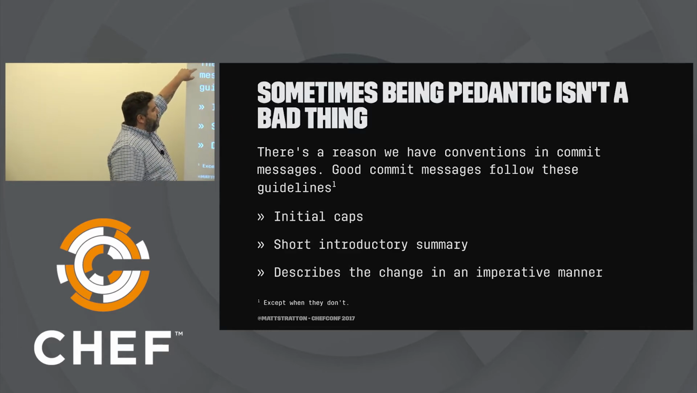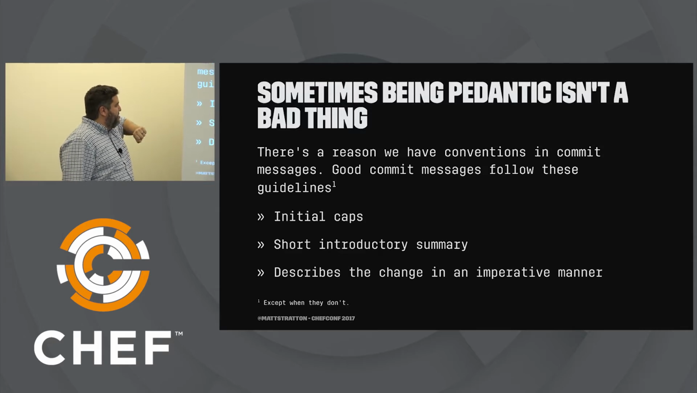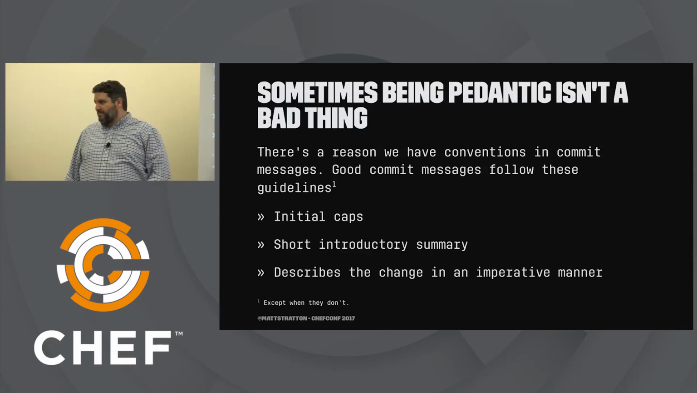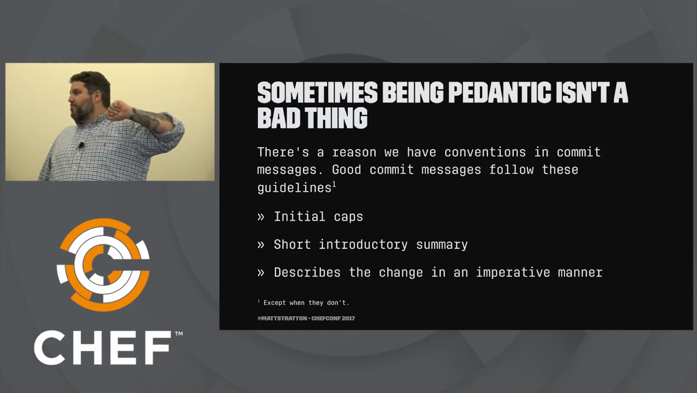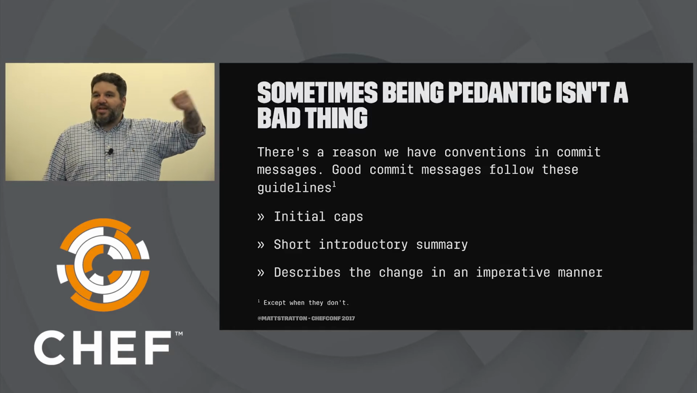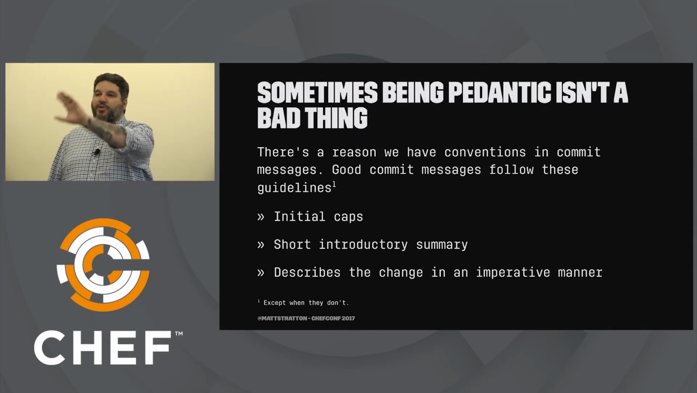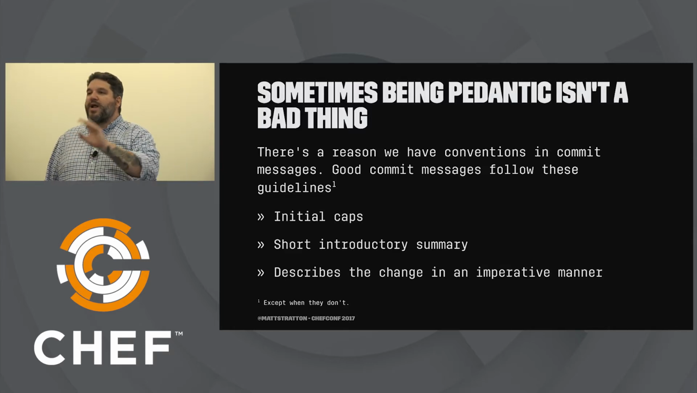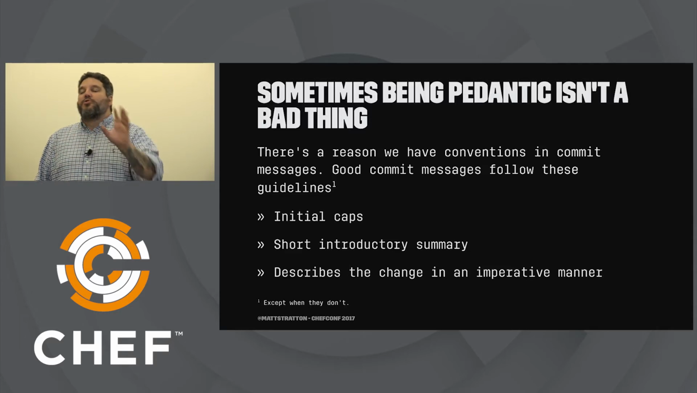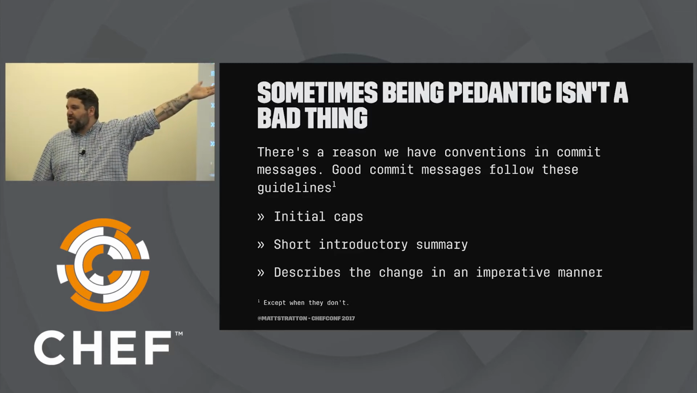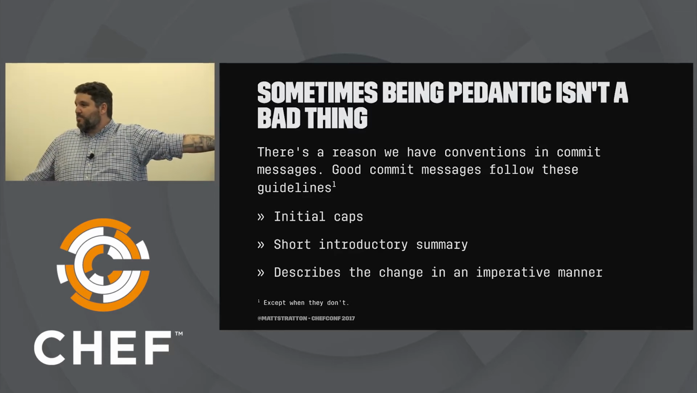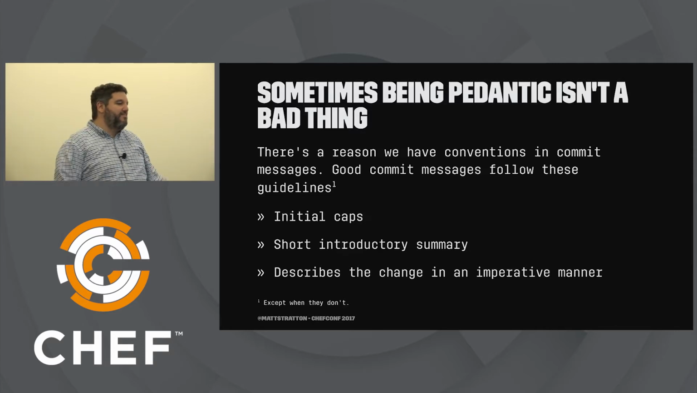So the point is, there's a reason we have conventions in commit messages. Good commit messages generally follow these guidelines, except when they don't, right? If you're deciding to come up with a standard, and it is going to turn into a massive bike shed that you're going to spend 3 weeks fighting about whether or not they should end in a period or not, you should decide it doesn't matter. But they generally should be initial caps. This is convention. I haven't really figured out exactly why it matters, but the world does it.